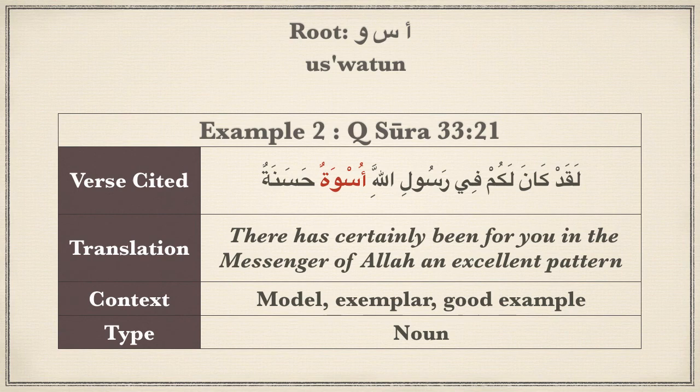The second word is the noun uswatun. The word stems from the verb asa with a fatha on the sin, whereas asiya, as shown in the last slide, was pronounced with a kasra on the sin. So asa has the meaning of to nurse or make peace or reconciliation. But it also has a related meaning of an object of imitation. From this meaning, the word uswatun means model or exemplar.